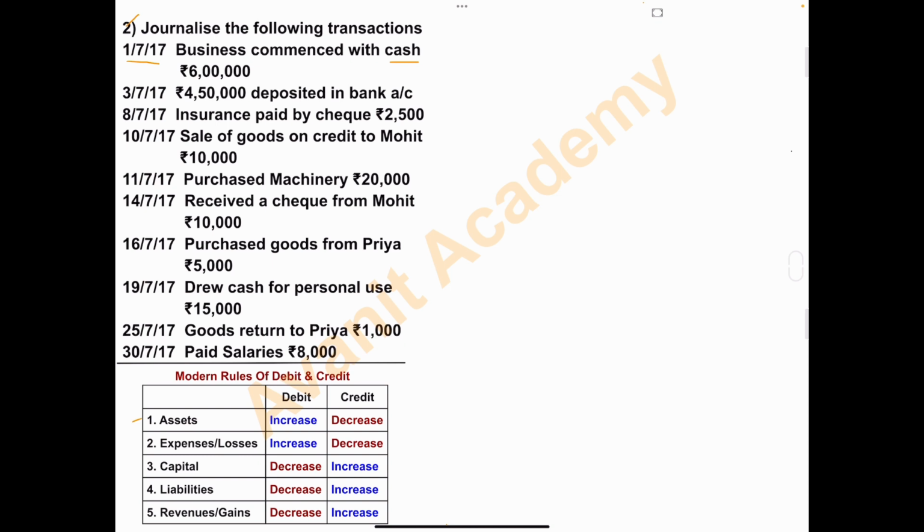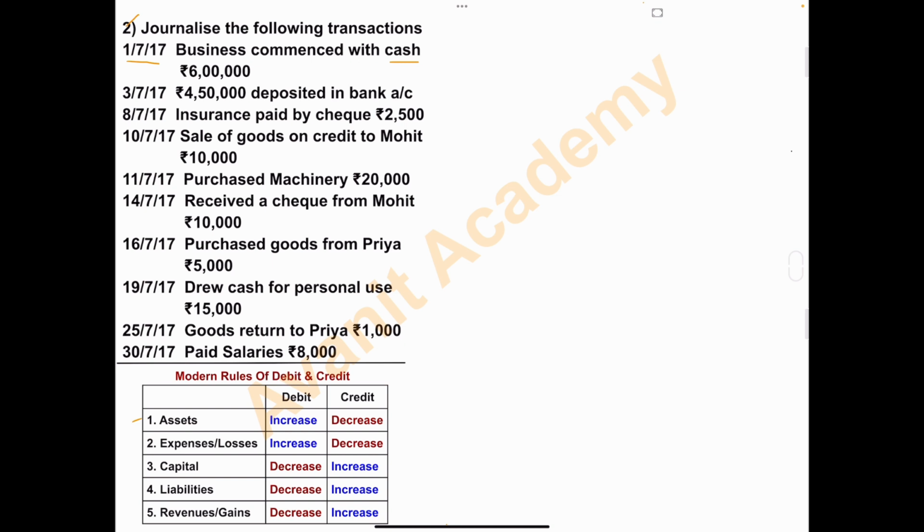And the second is the capital account. So what is the rule for capital? See here, capital, the third one: increase in capital is to be credited and decrease in capital is to be debited. In the first transaction, the capital value has increased. So the capital account is to be credited as per the rules of debit and credit.